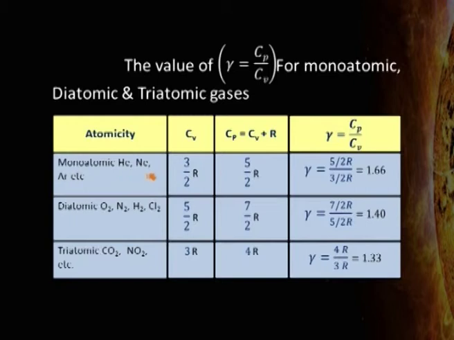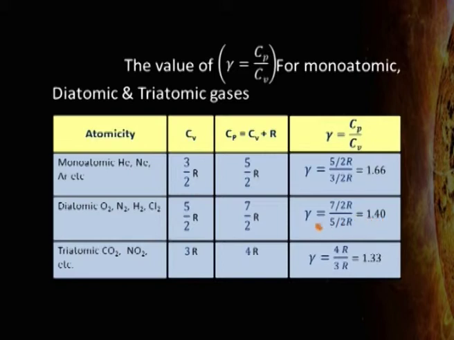argon, Cv will be equal to 3/2 R and Cp will be equal to 5/2 R. Hence, gamma, that is Cp by Cv, will be equal to 5/2 R upon 3/2 R, which is equal to 1.66. For diatomic gases, that is O2, N2, H2, Cl2, etc., Cv will be equal to 5/2 R, Cp will be equal to 7/2 R and gamma, that is Cp by Cv, will be equal to 7/2 R divided by 5/2 R, which is equal to 1.4.